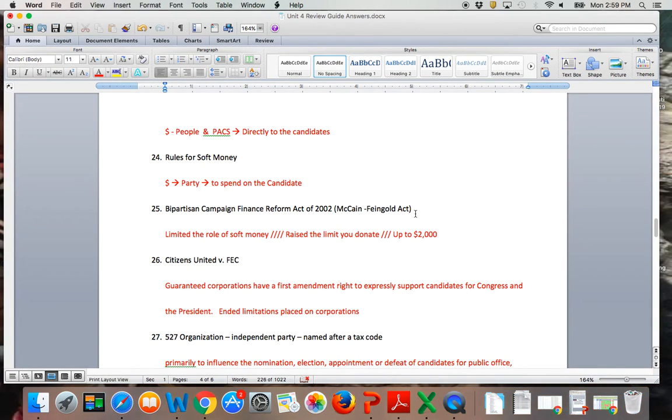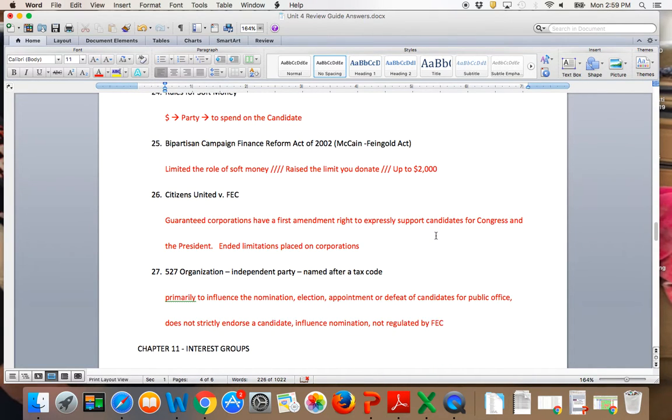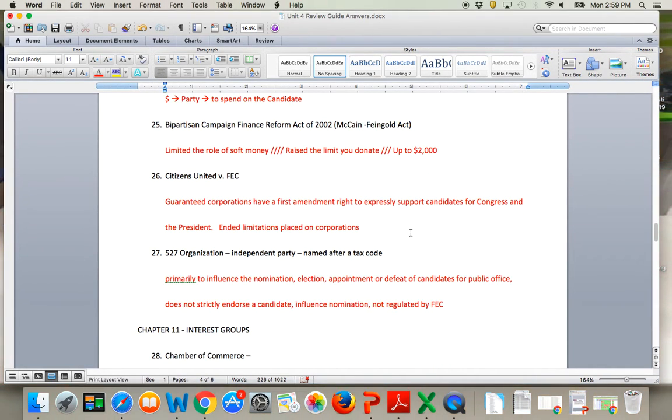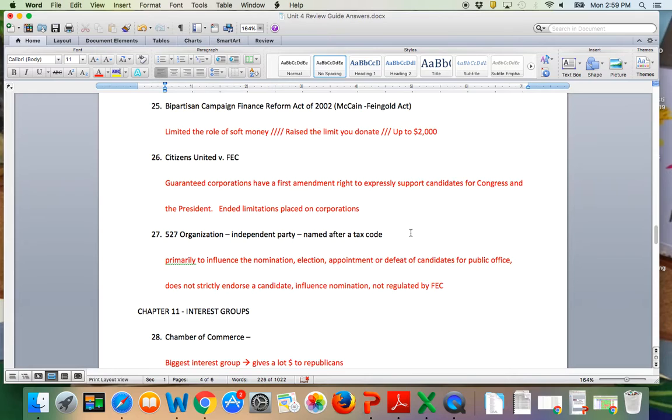The 2002 McCain-Feingold Act, the Bipartisan Act, limits that role of soft money. Again, it raises the limit from $1,000 up to $2,000 that you personally as an individual can give. Now it's $2,700. Citizens United, however, reversed this because they guaranteed corporations a First Amendment right to support candidates as they wish for Congress and the president, so it ends any limitations on those big businesses.